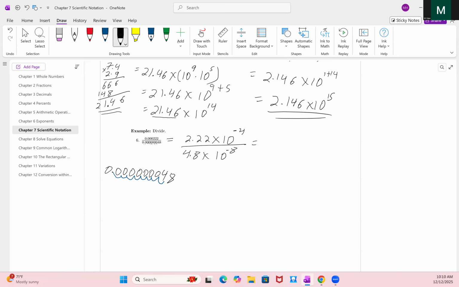we divide 2.22 by 4.8. So using long division, 2.22 divided by 4.8. The 4.8 needs to be a whole number, so we move the decimal to the right one place. That means we also need to move the decimal one place in the dividend. So we're dividing 22.2 by 48.